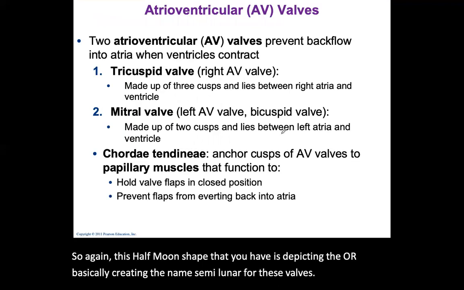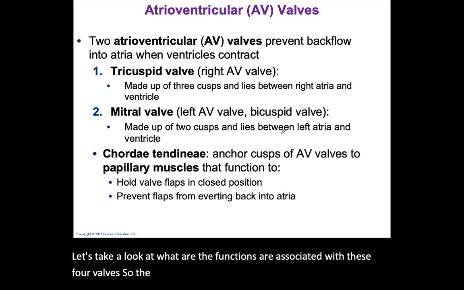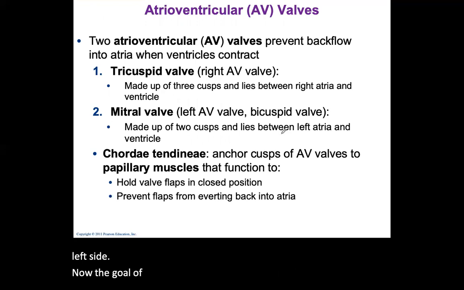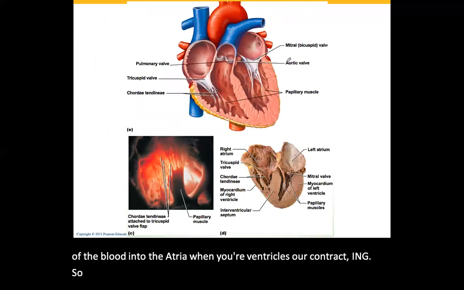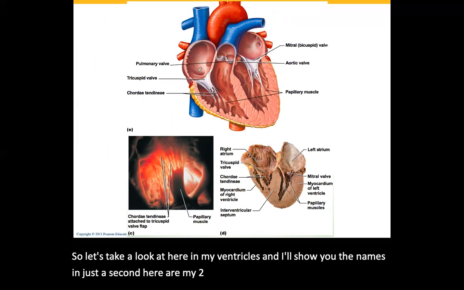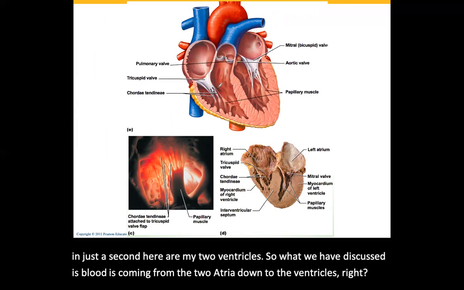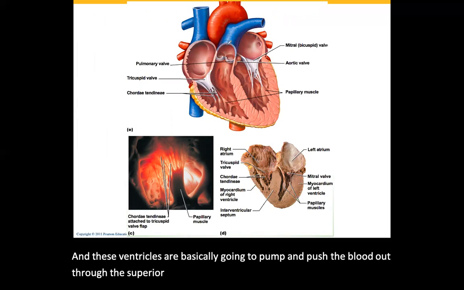Now, let's take a look at what the functions associated with these 4 valves are. The first set of valves are your atrioventricular valves. You have 2 of them. One is located on the right side, one is located on the left side. The goal of these atrioventricular valves is to prevent the backflow of the blood into the atria when your ventricles are contracting. So let's take a look, guys. Here are my 2 ventricles. What we have discussed is blood is coming from the 2 atria down to the ventricles, right?